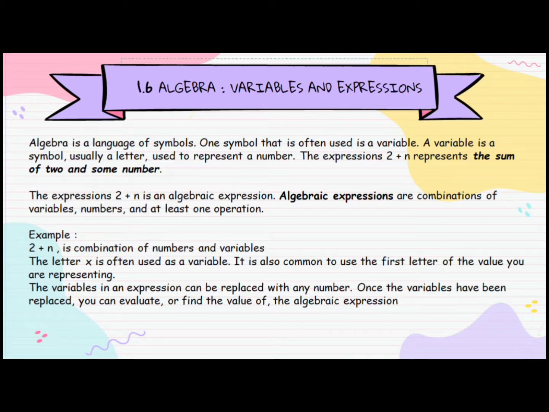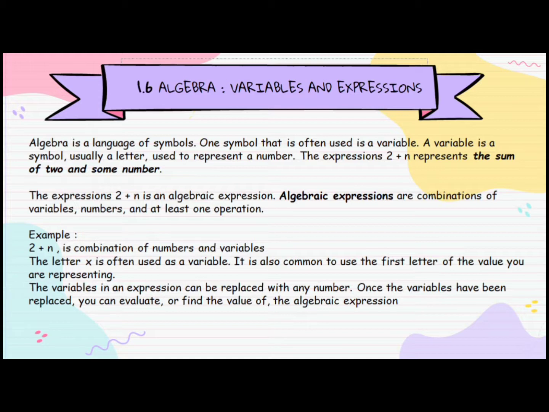Algebra is a language of symbols. One symbol that is often used is a variable. A variable is a symbol, usually a letter, used to represent a number. The expression 2 plus n represents the sum of 2 and some number. The expression 2 plus n is an algebraic expression.